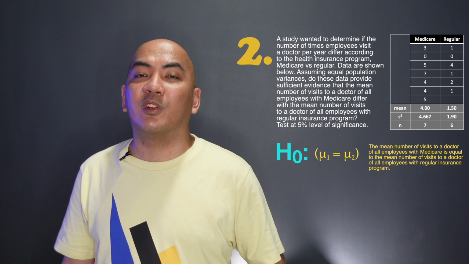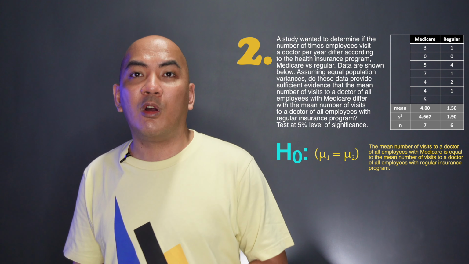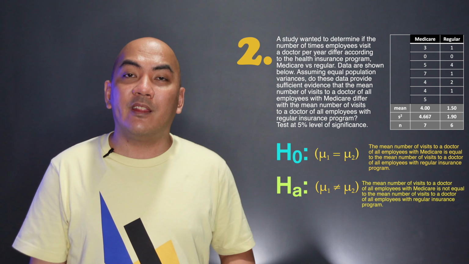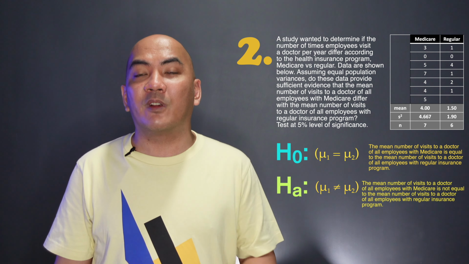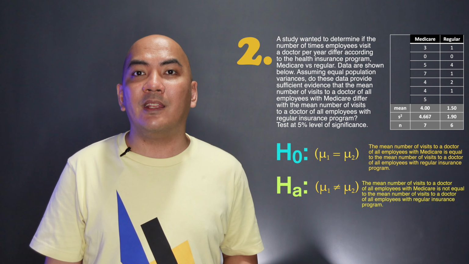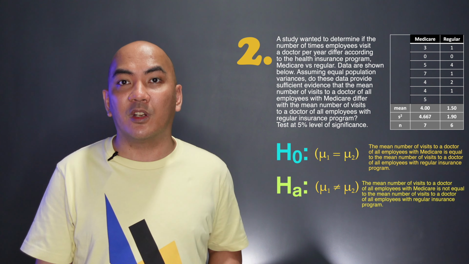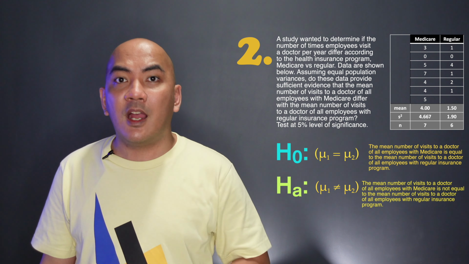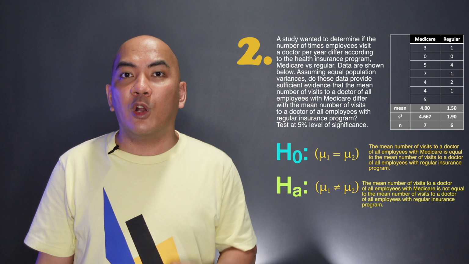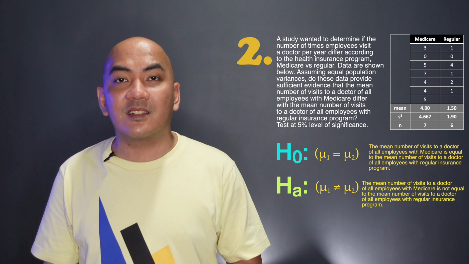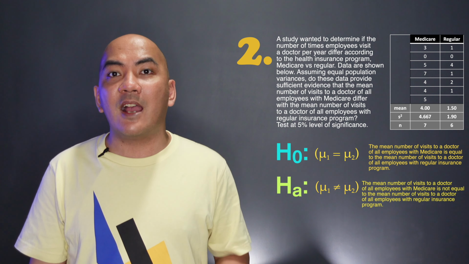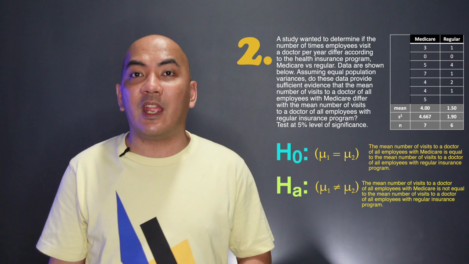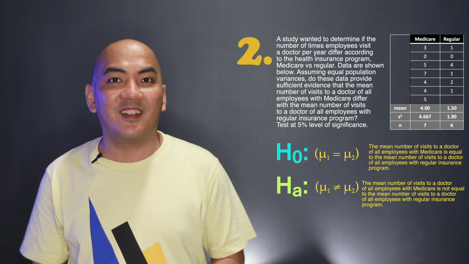Remember that we had our null hypothesis here in which the mean number of visits to a doctor of those in the Medicare and regular insurance program are equal. And our alternative hypothesis is that the mean number of visits to a doctor of those in the Medicare and regular insurance program differ. Now, what I want you to do here is to compute the test statistic, but not by using the student's t-test. You're going to compute this time the F statistic using the same procedures as in the previous example. So you may pause this video now and start calculating the F statistic and resume playing once you're done.